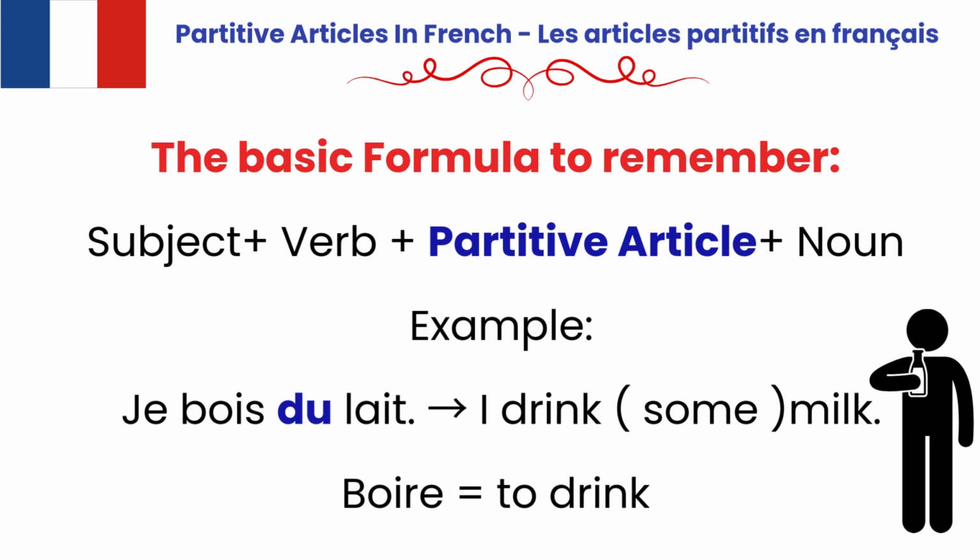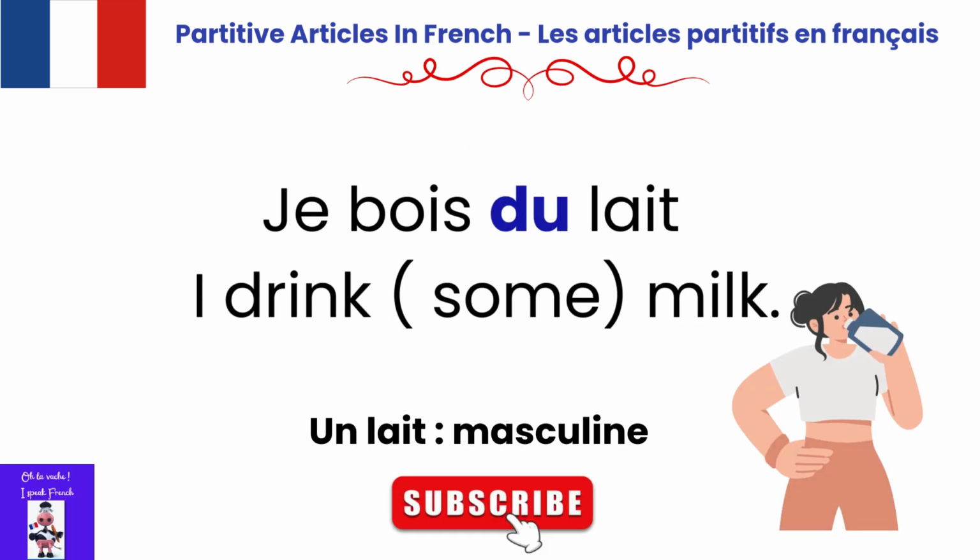Now let's see these articles in action with food and drinks. I drink milk. Je bois du lait. So, lait is a masculine singular noun in French. So we say un lait. It starts with a consonant, so we have to use du.